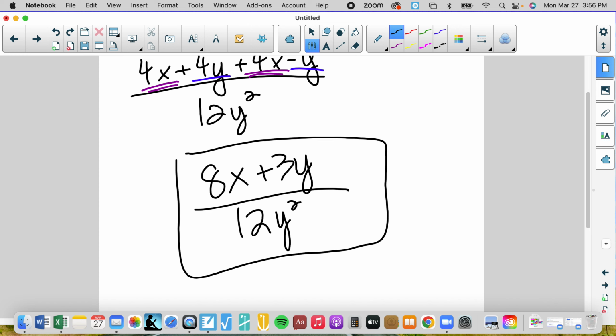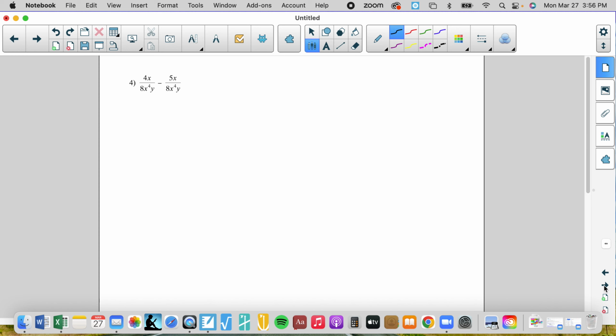This one is what you see. We have 4x minus 5x. I don't have to show the distribution because there's only one thing that it's affecting.